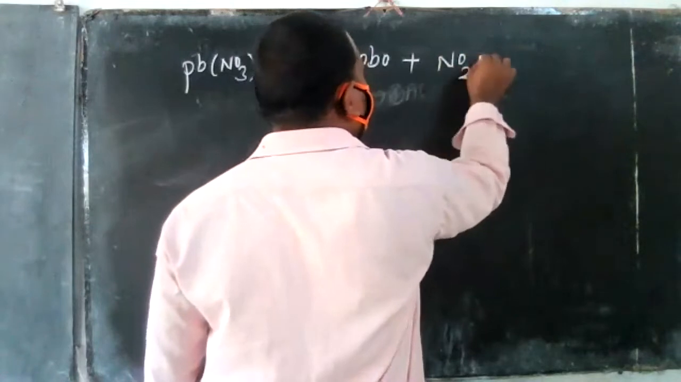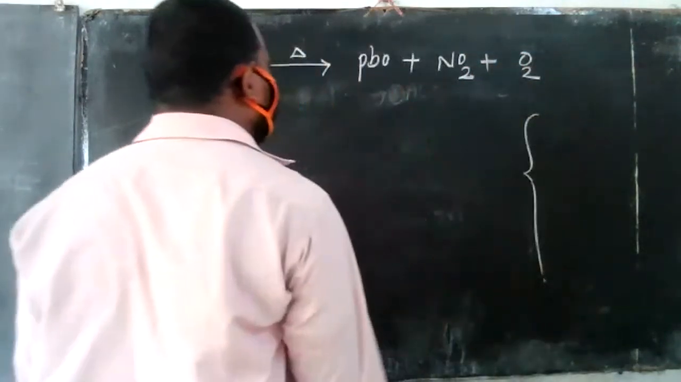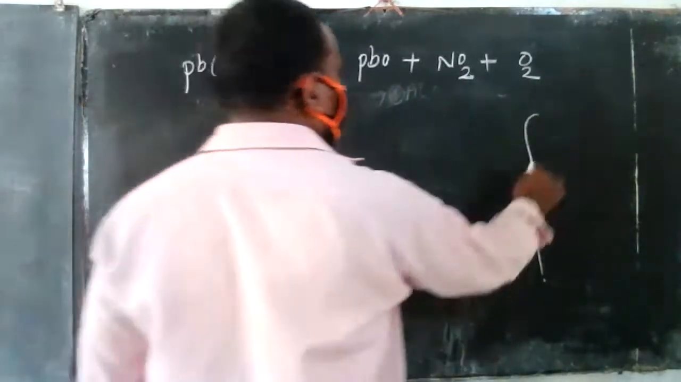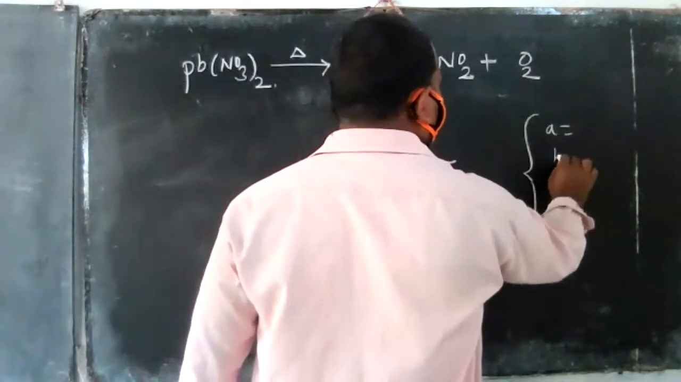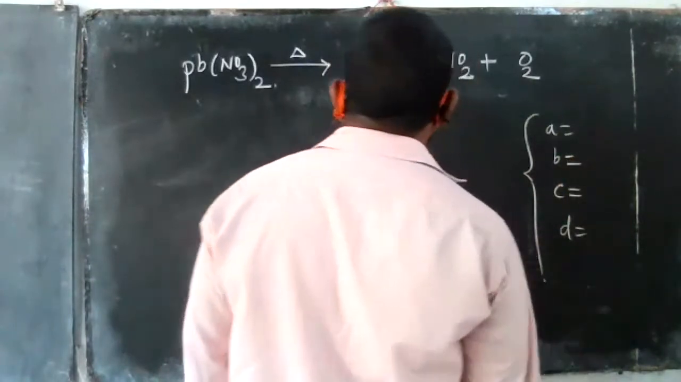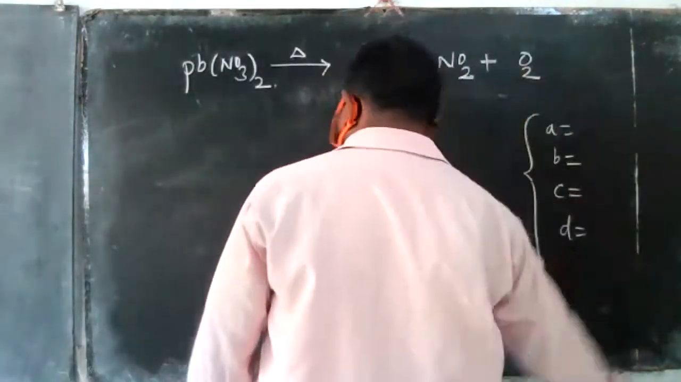and nitrogen dioxide and oxygen. So now what are the values of A, B, C and D? What are the values?